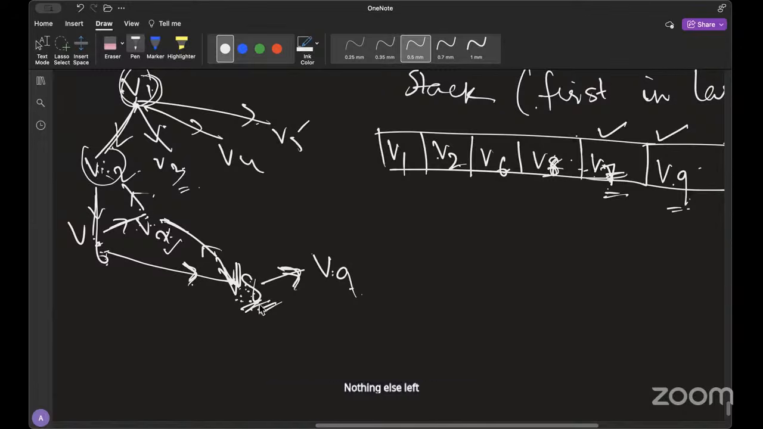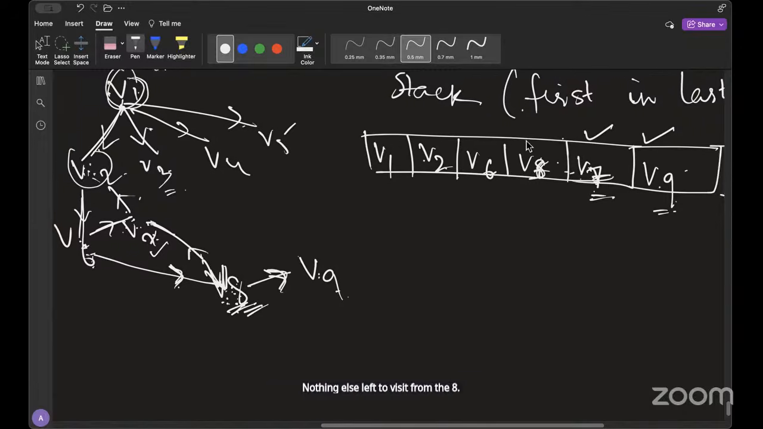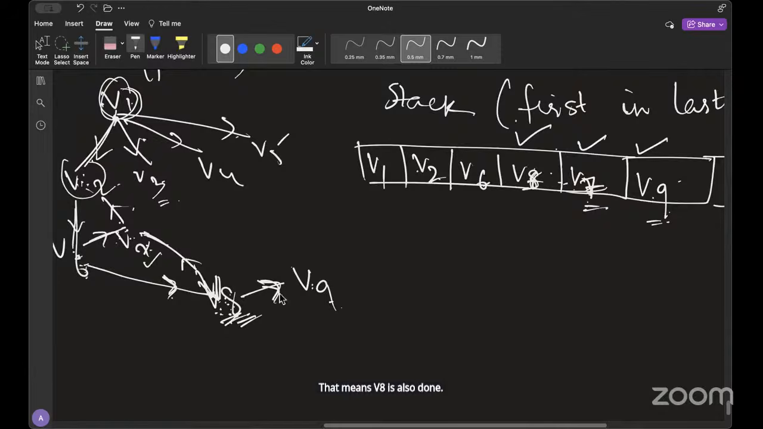Nothing else left to visit from V8. That means V8 is also done. No other vertex that you can visit from V8. You can visit V9, it's already done. Visit V7, it's already in the stack. That means V8 is done.